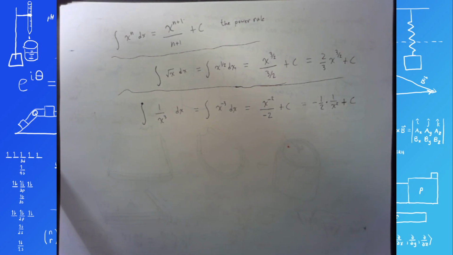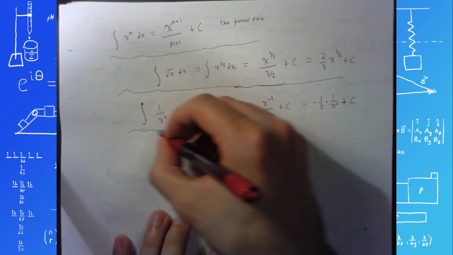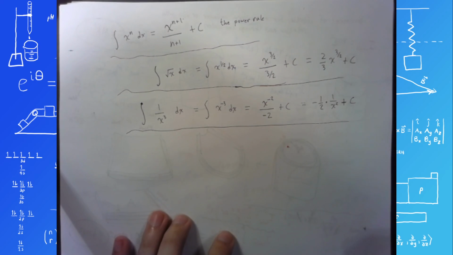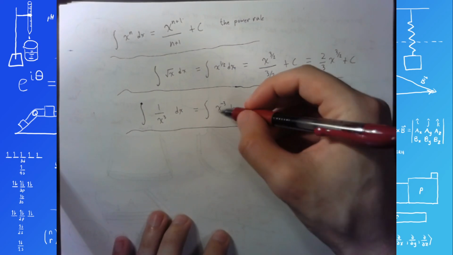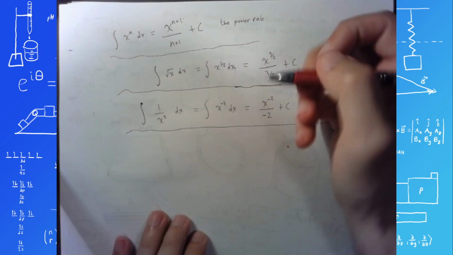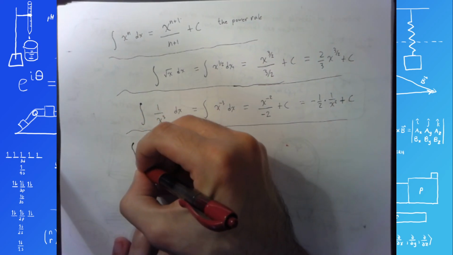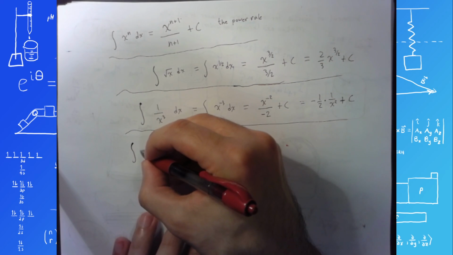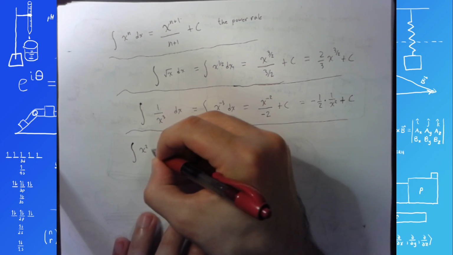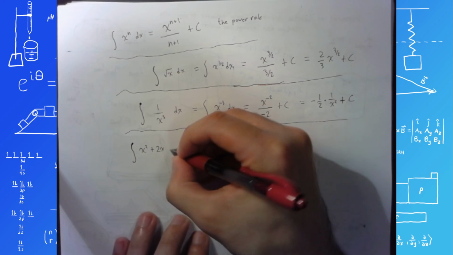So this is all great. You can also do this. You can also do just general polynomials. It doesn't have to be a monomial. It doesn't have to be a single term. You can do things like the integral of x squared plus 2x plus 1.